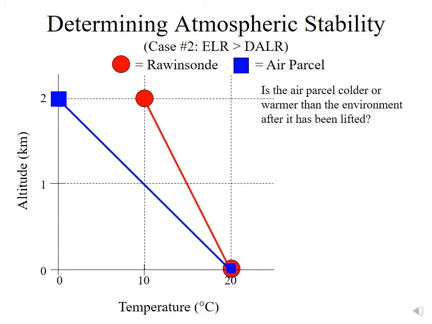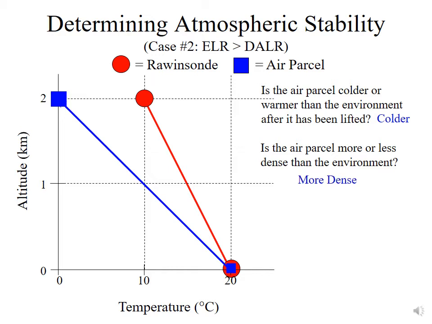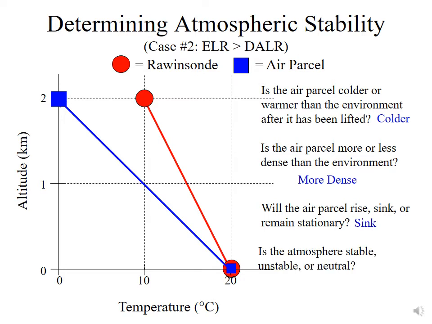Is the air parcel colder or warmer than the environment after it's been lifted? It's still colder. Is it more or less dense than the environment after it's been lifted? It's going to be more dense than the environment. And will it rise, sink, or remain stationary? Well, because it's more dense than its surroundings, it's going to sink. Is the atmosphere stable, unstable, or neutral? Well, because this air parcel is going to return back down to its original location, it's still going to be stable.